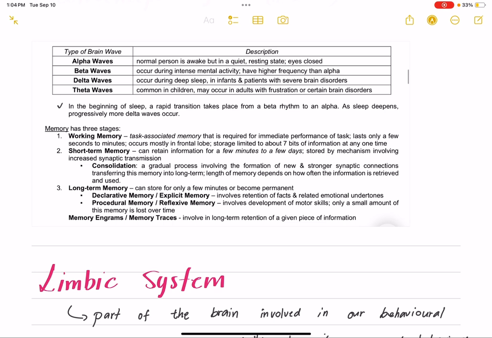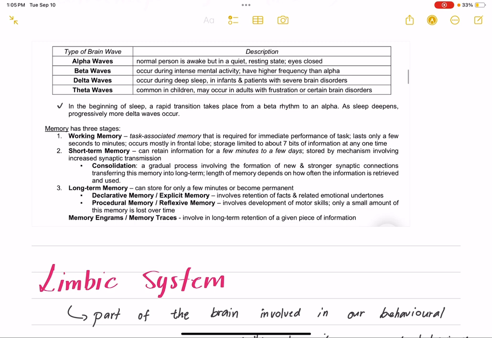Okay. So, next is memory, which has 3 stages. Okay, so we have the working memory. Working memory is task-associated memory that is required for immediate performance of tasks. It lasts only a few seconds to minutes and occurs mostly in the frontal lobe. Storage is limited to about 7 bits of information at any one time. So meaning it is quick memory, like when we are doing something, studying, or looking something up, we remember it, then it disappears in seconds or in minutes.